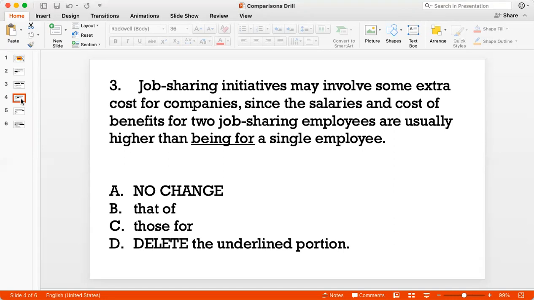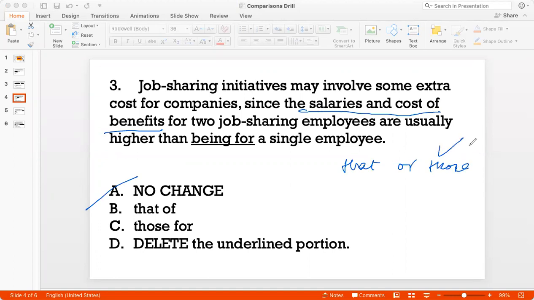So just reading this, I'm not very sure of this option, so I'll cancel A. Now I need to understand what it is that I'm comparing. I'm comparing the salaries and cost of benefits for two employees with that or those for a single employee. Between that and those, I would naturally have to choose those because I have a plural here, salaries and cost of benefits, which is a plural, right? So I will not take any option that has that, right?